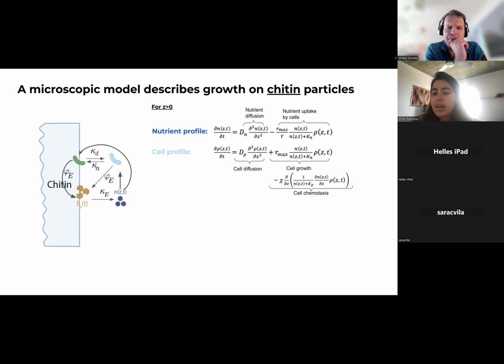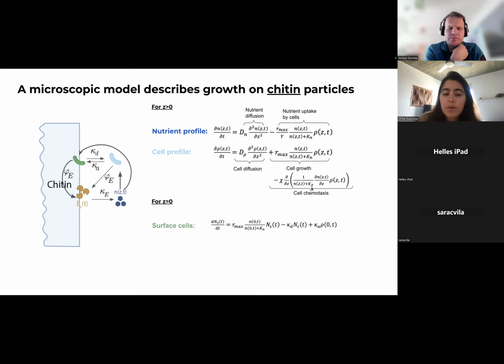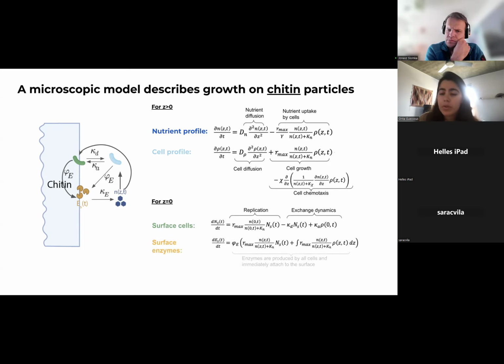And the chemotaxis term has an interesting little modification that we know from previous work on E. coli cells to be true, where there is a cutoff to the absolute concentration of nutrients that the cells can sense. This is represented by this K chi here. And on the surface, we have surface attached cells that can both replicate and are subject to exchange dynamics, so they can attach and detach. And we have surface enzymes that are being produced at a certain rate, and this rate depends on the replication rate of the specific cell.